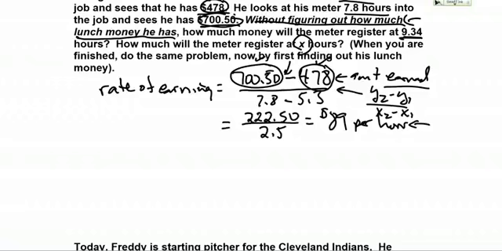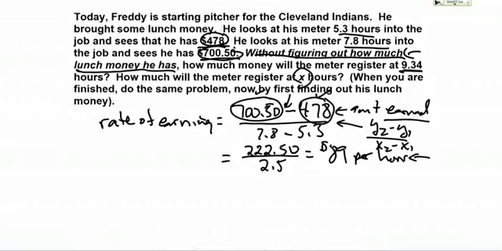So for example, let's take advantage of the fact that, well, we don't know how much he has at 0 hours, but we sure know how much he has, say, at 7.8 hours into his job. And we know he has $700.50. We'd like to know, what about his situation just a little bit later from 7.8 hours? What about at 9.34 hours?